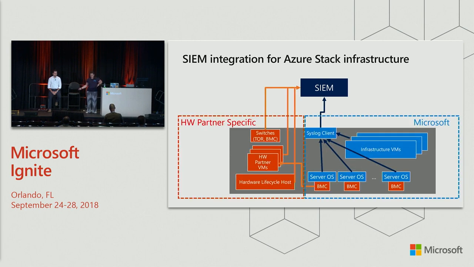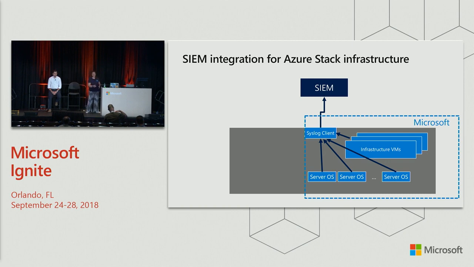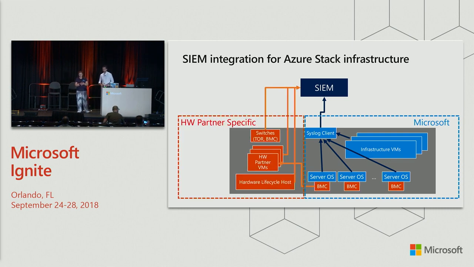And then there is another part, which is the hardware itself. And that consists of your network switches, your BMC cards, and the HLH, the hardware lifecycle host, which is provided by most of the hardware partners, and also a VM usually running inside the HLH, which is running the hardware partner's own software. For that part, and to tell you how to make sure that you can emit all the events from those hardware parts, you have to work with your hardware partners.